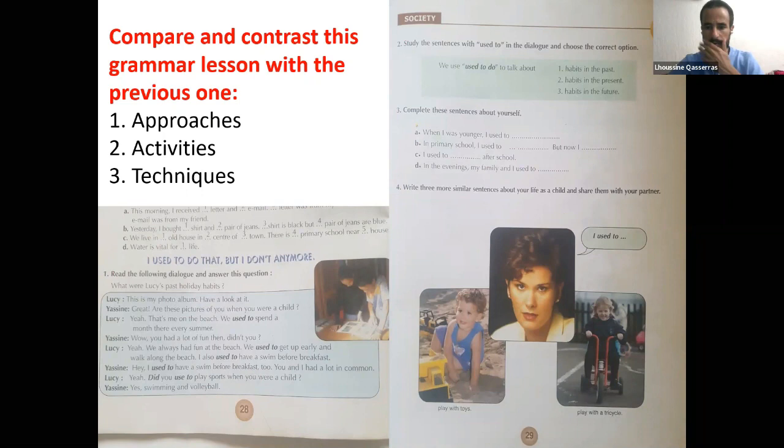Now, PPP model. If you want to teach grammar communicatively, it's good, it's effective to adopt the PPP: presentation, practice, production.